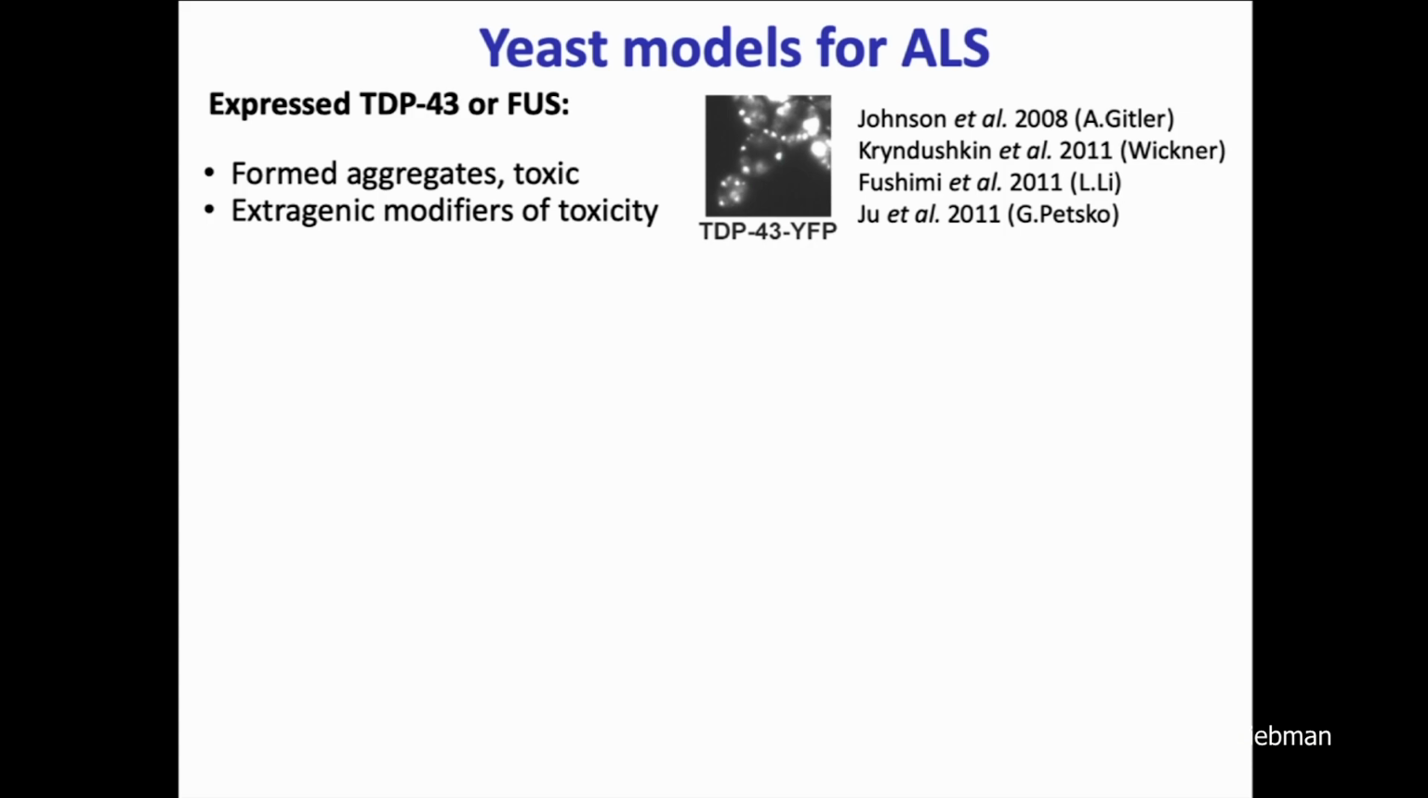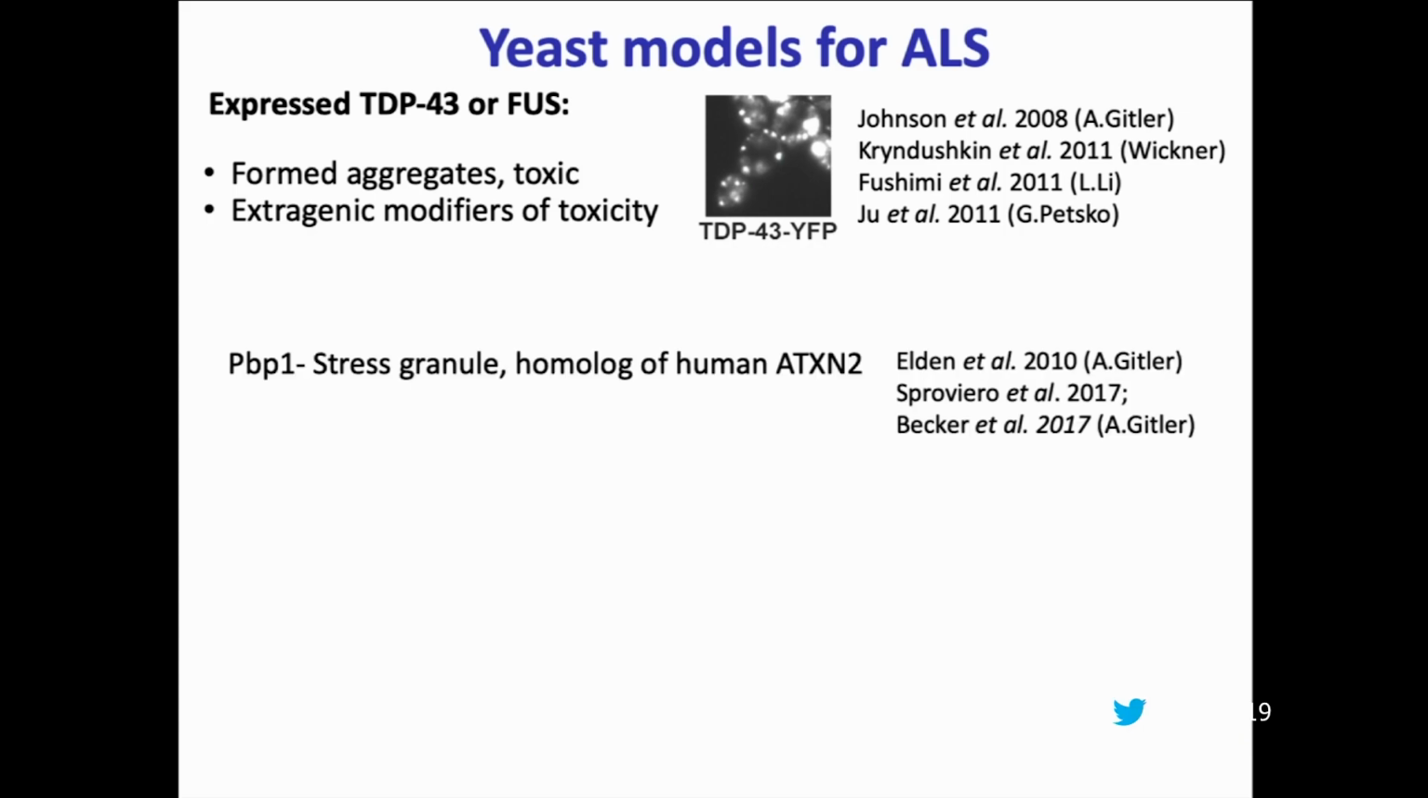Since they were toxic, they were able to isolate extragenic modifiers in yeast that altered the toxicity. My favorite modifier was isolated in Aaron Gitler's group, and it is the PBP1 protein, which is a stress granule protein and a homologue of the human ataxin 2 protein. Reducing the level of PBP1 in yeast reduces TDP-43 pathology, and reducing the level of ataxin 2 in mice that are modeling ALS by having TDP-43 toxicity also reduces toxicity there as well.